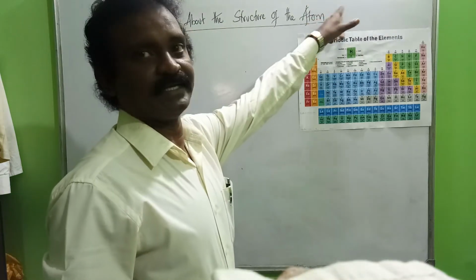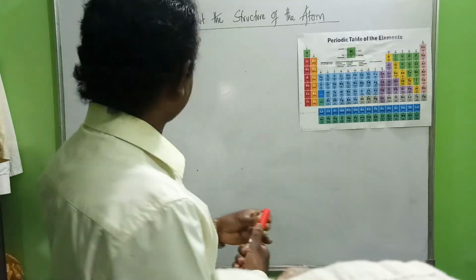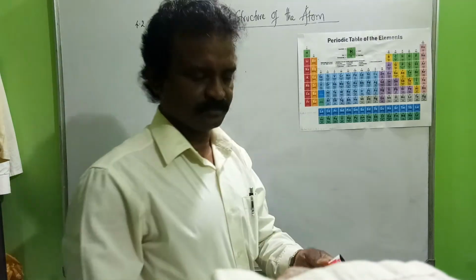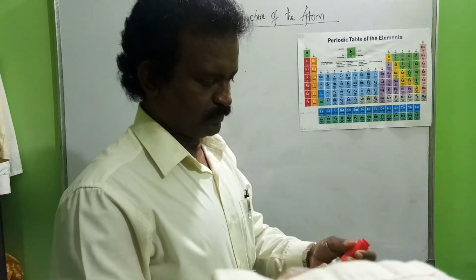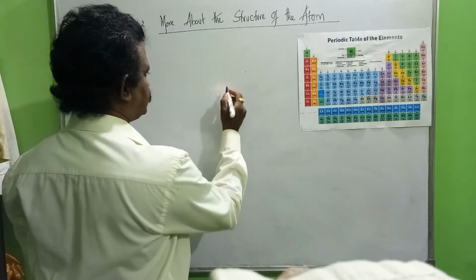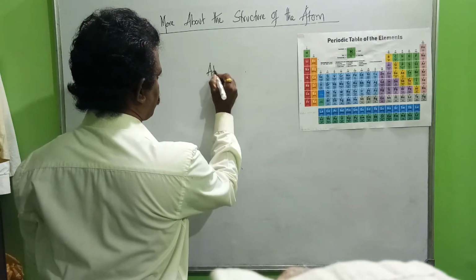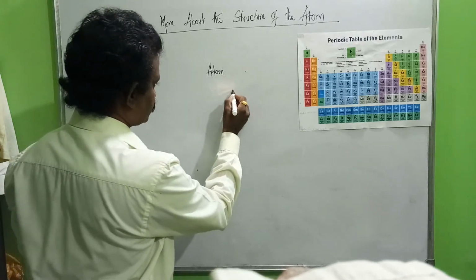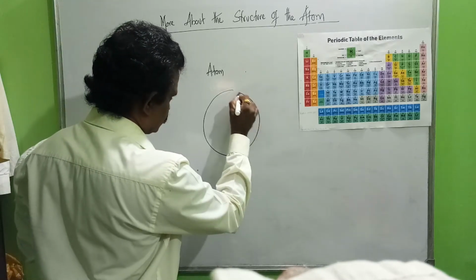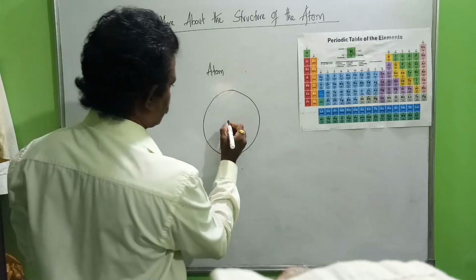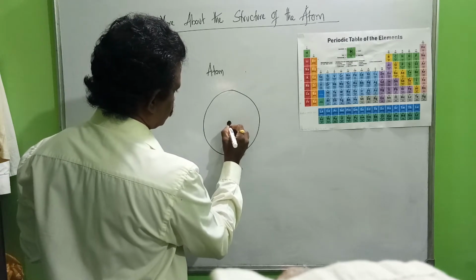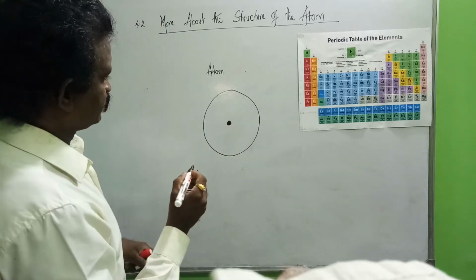Today let us learn chemistry grade 8. What is the chapter name? More about the structure of an atom. What is atom? Atom is the smallest particle. Clear? Now, the structure of atom, it looks like this.